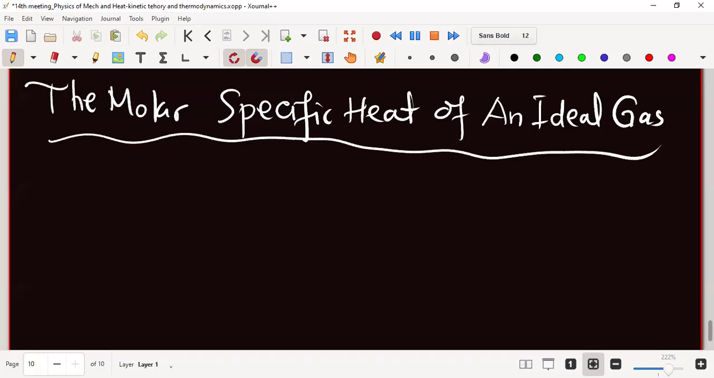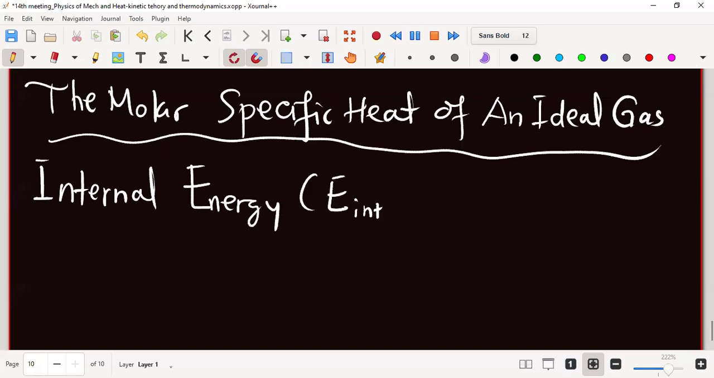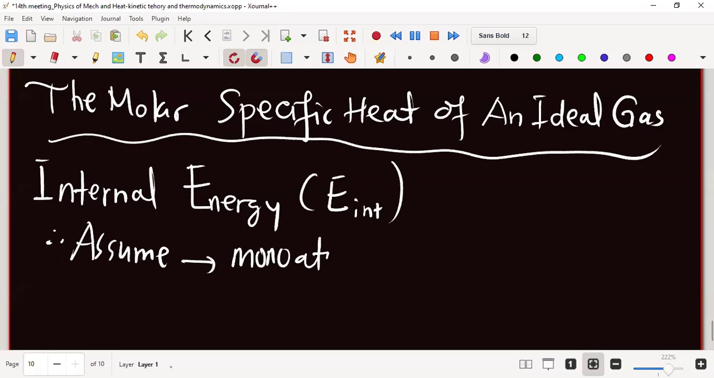We start from the internal energy, which we can symbolize as E internal. First, we assume that the ideal gas is a monoatomic gas, or individual atoms rather than molecules. The first assumption is monoatomic gas.